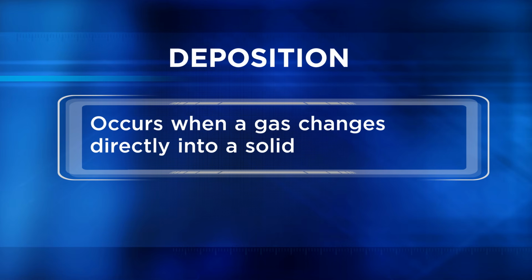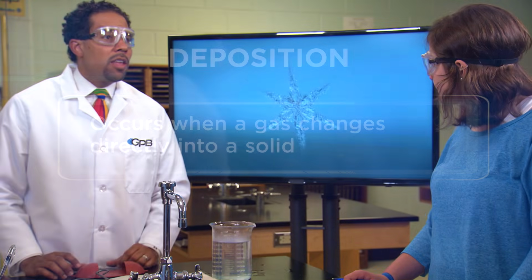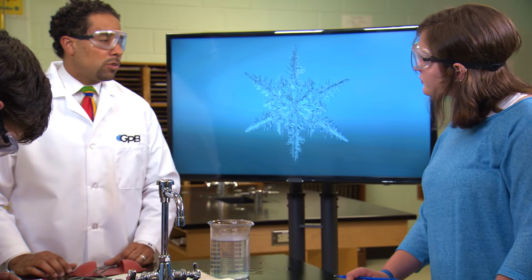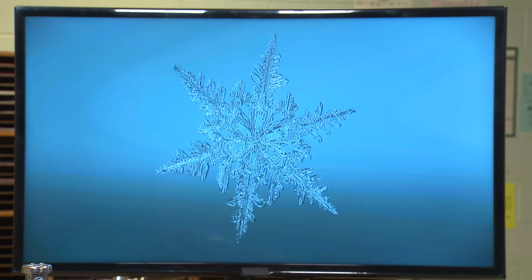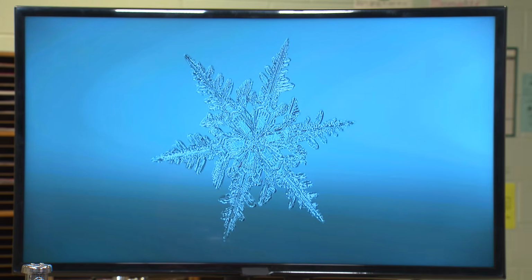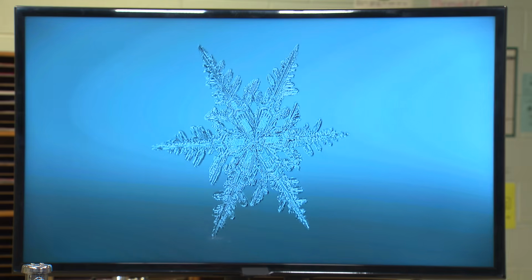Deposition occurs when a gas changes directly into a solid. It's the exact opposite of sublimation. One of the most beautiful examples of deposition here on Earth is the formation of snowflake crystals and frost. Snow forms as water vapor freezes directly into solid ice crystals on the surface of tiny particles in the air.